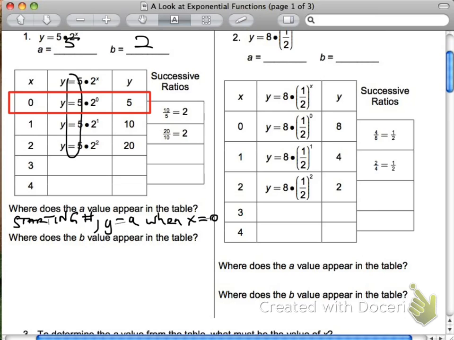Now, what is your B value up here? 2. Your B value is 2. Where does it appear? On the successive ratios and on the equation. Okay, let's talk about the equation part first. So you see it here in all of these. What is this called again? The base. So it's your base in your equation.